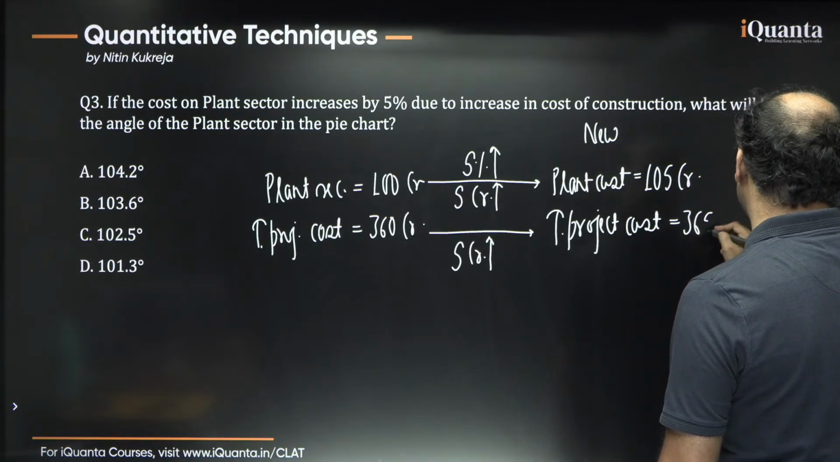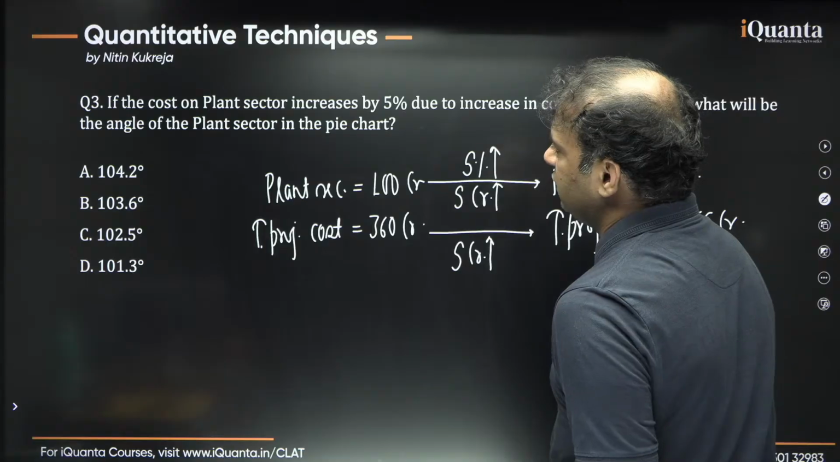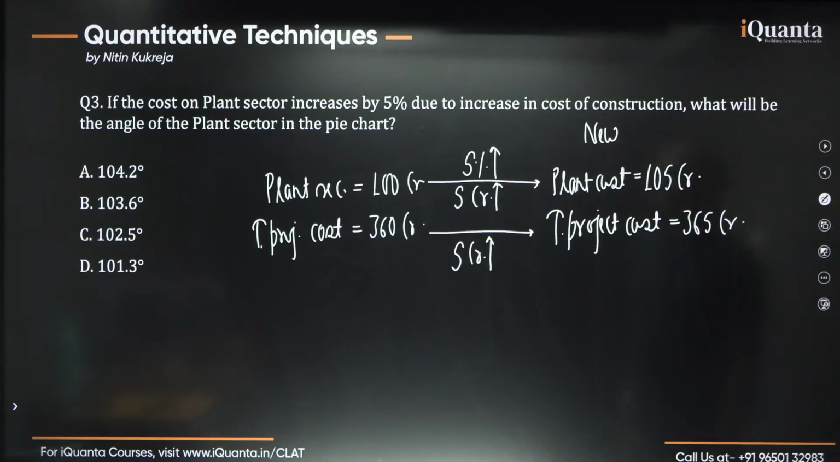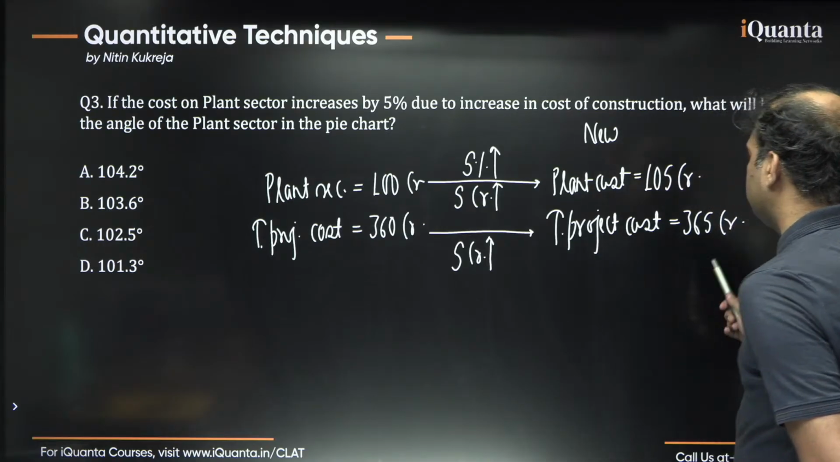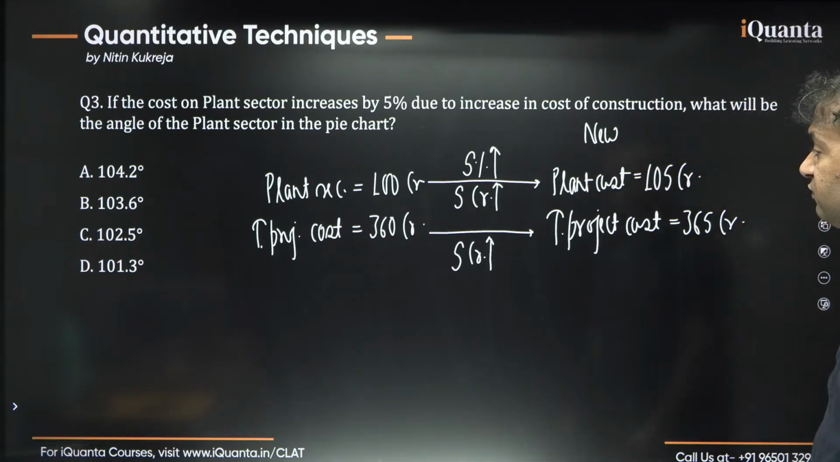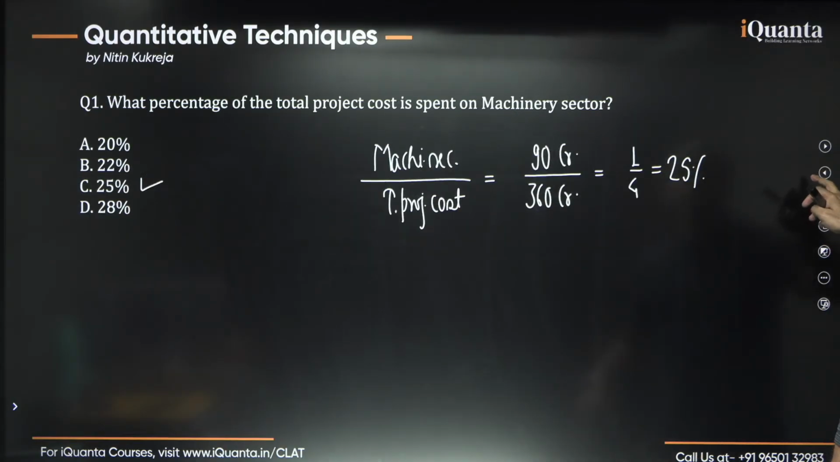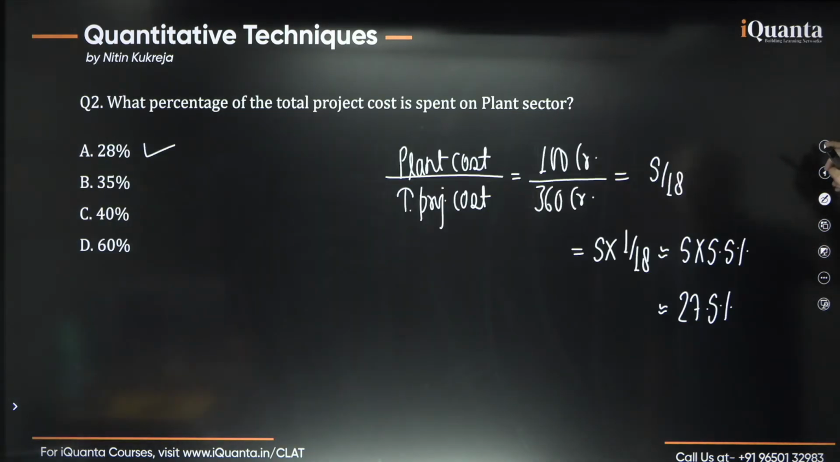Now we have to find what? We have to find out the angle of the plant sector in the pie chart, all right? Angle of the plant sector. Plant sector is 105, total project cost is 365, so you have to find the angle of the plant sector. Simple, guys. You just have to find the angle. How can we find the angle, all right?